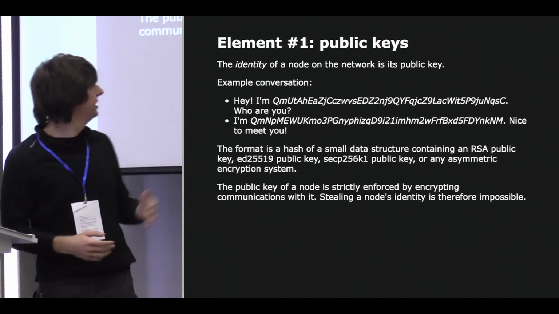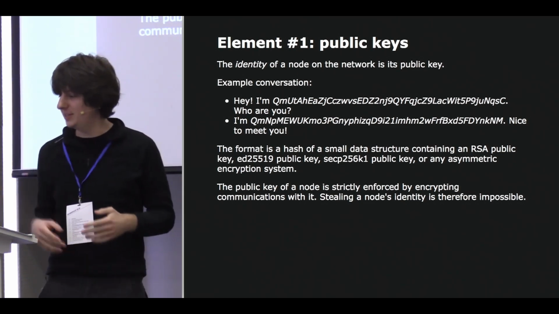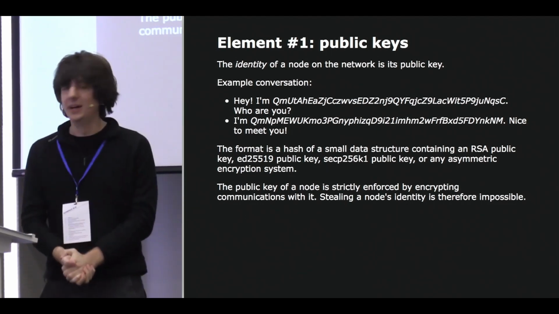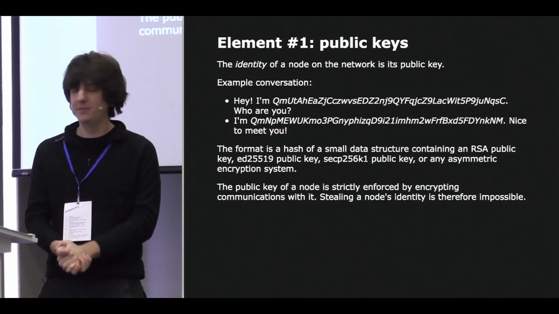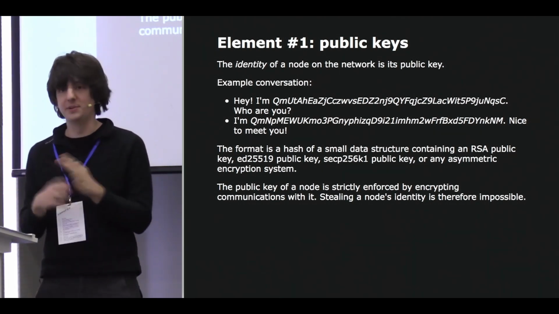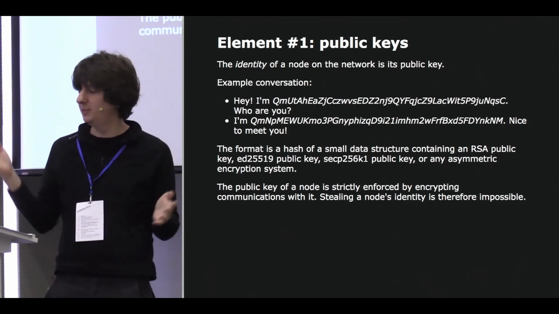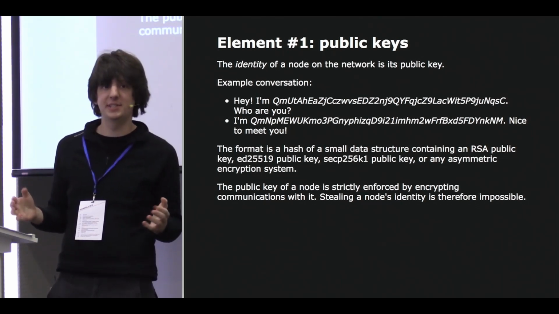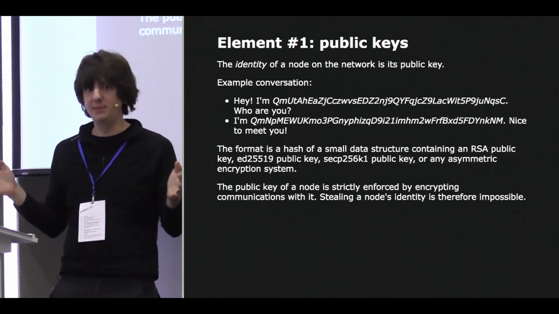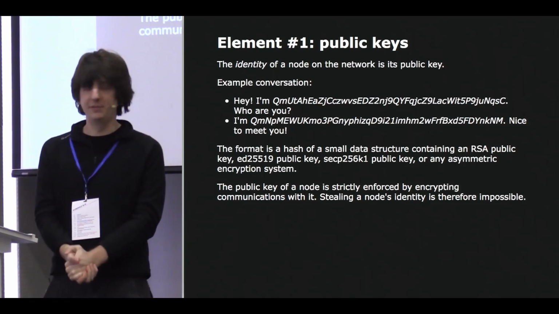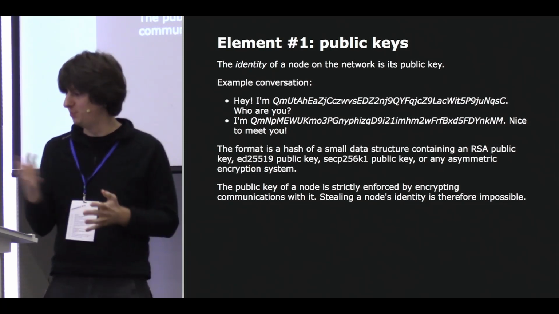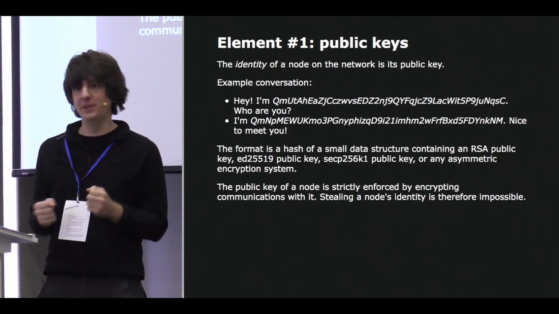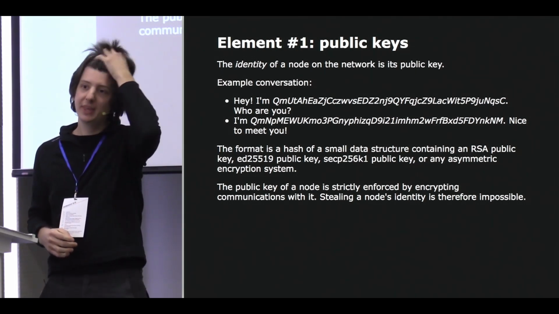So in Libp2p, a public key is represented by a string like that, QA, QMUTAH, etc. And the format of this is basically the hash of a small data structure containing a public key, which can be RSA, ED25519, or SecP, or any asymmetric encryption that exists. It's designed to be very extensible in Libp2p. And this is strictly enforced so that you cannot spoof, you cannot steal someone's identity. You need to prove that you are the owner of a public key when someone connects to you.